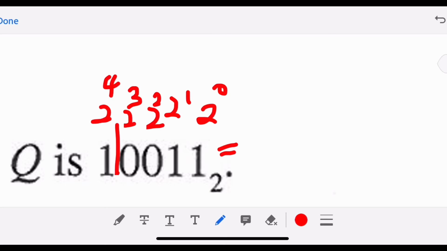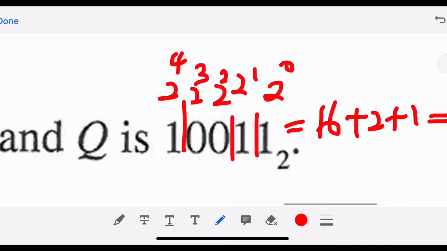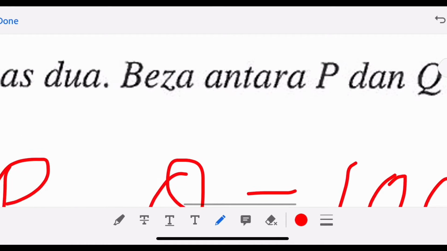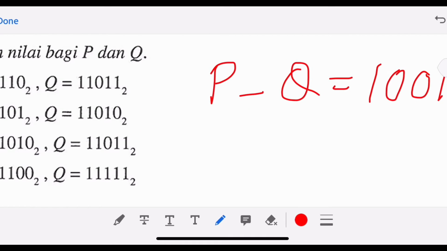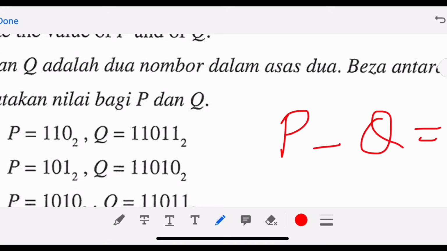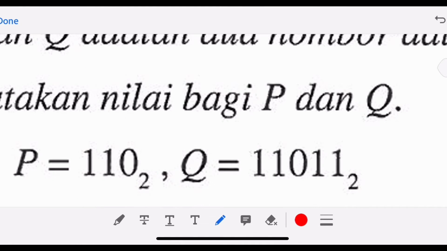Alright, so we will just add 1 times 16, plus 1 times 2, plus 1 times 2 power 0, which is 1 times 1. So, okay, the value is equivalent to 19 in base 10. And then I will go to the answer and try to find the answer by converting to base 10. So I try to label the place values 1, 2, 4. So this is 6. Okay.